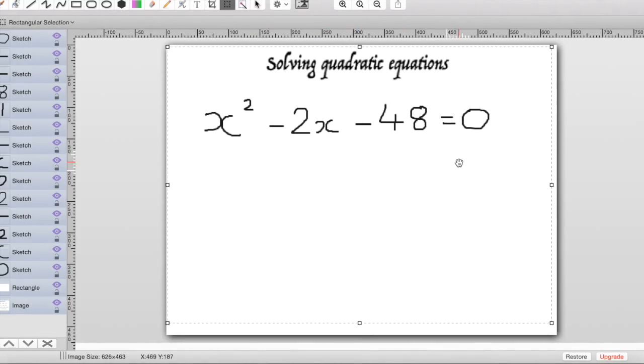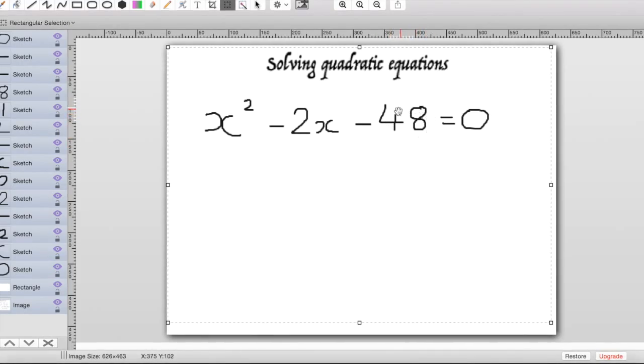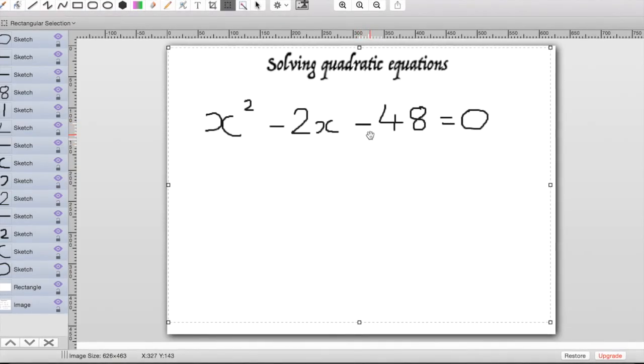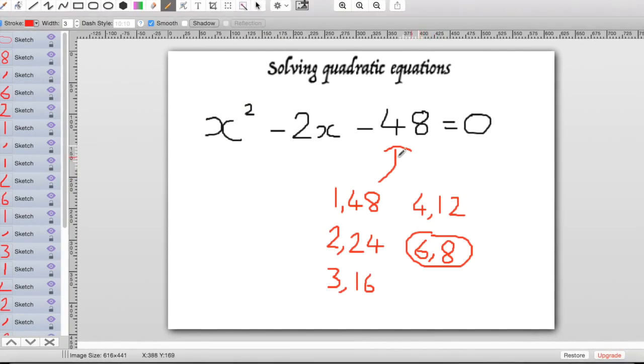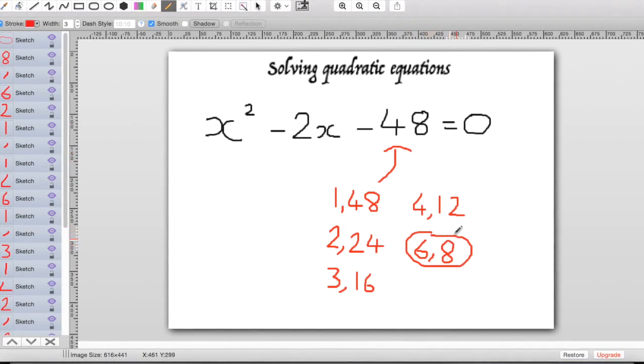X squared minus 2x minus 48 equals 0. Again, let's ignore the signs for a second and just say we're looking at two numbers that multiply together to give 48. Now, because this is a negative sign, we're going to be looking at two numbers that have a difference of 2. We'll look at our pairs again, which two numbers multiply to give 48. We can see here the pair that's going to work is 6 and 8, because they have a difference of 2.